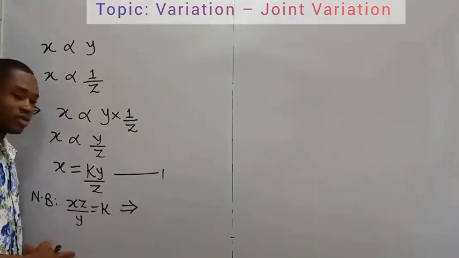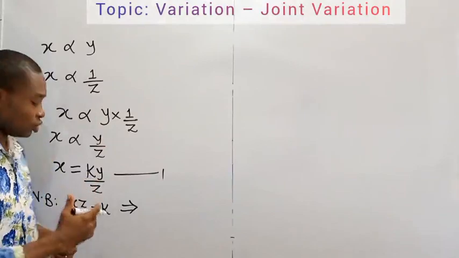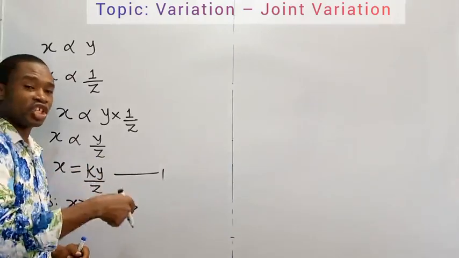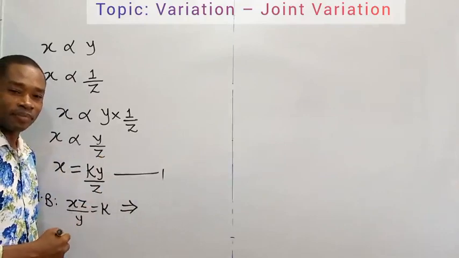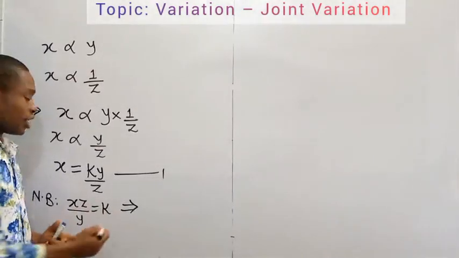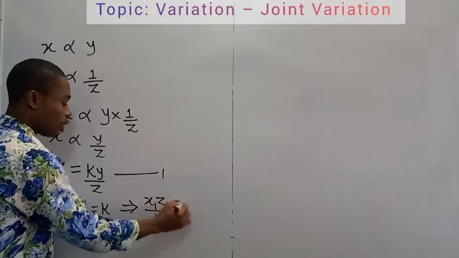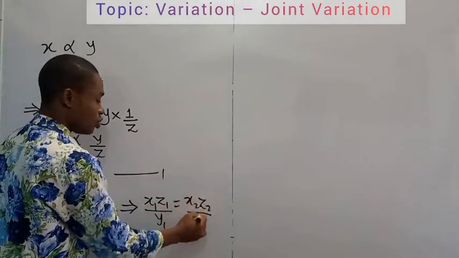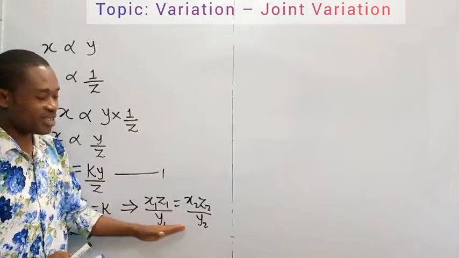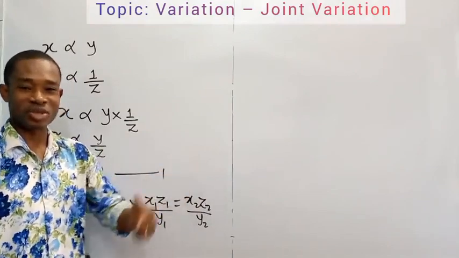Now what is the implication of this? In previous video lessons on direct and inverse variation, I already told you when you have a quantity equal to a constant, it gives you that room to write that quantity in its initial and final values. So can we apply that knowledge here? Since x times z all over y is equal to a constant, then we can write this as initial value of x, which is x1 times z1 all over y1 will be equal to x2 times z2 all over y2. And this could also continue. And of course, if you look, this is a form of general gas equation, P1 V1 over T1 equal to P2 V2 over T2.